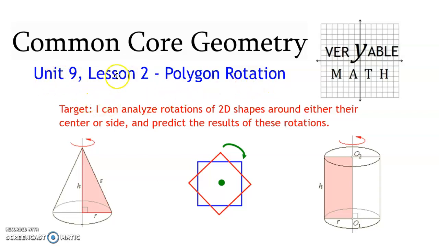This is Unit 9, Lesson 2. We're going to be talking about polygon rotation. In the first lesson, we talked about what a polygon is. Here, we're going to be talking about what happens when we spin these bad boys around. The target is: I can analyze rotations of 2D shapes around either their center, that's depicted here in the green spot, or their side, and that's depicted in both of these pictures, and predict the results of these rotations.